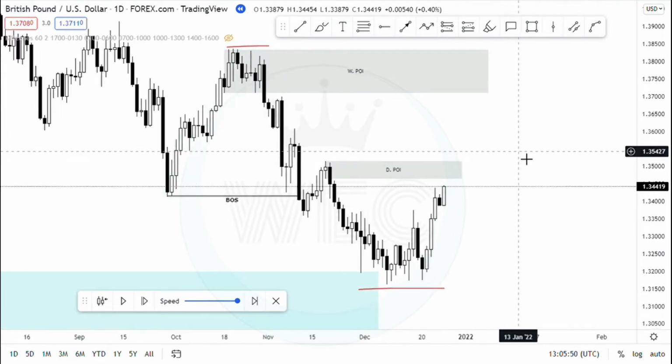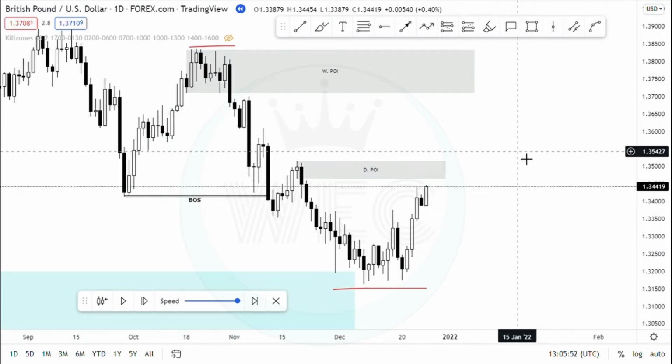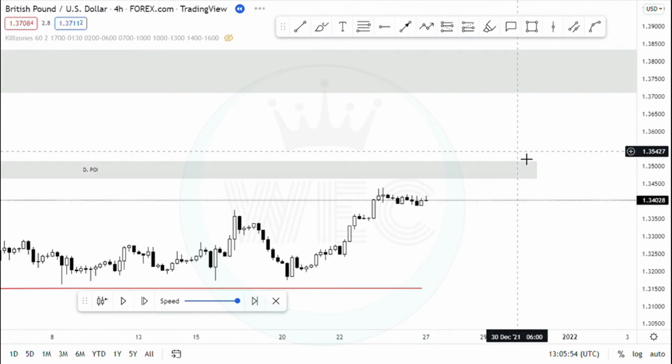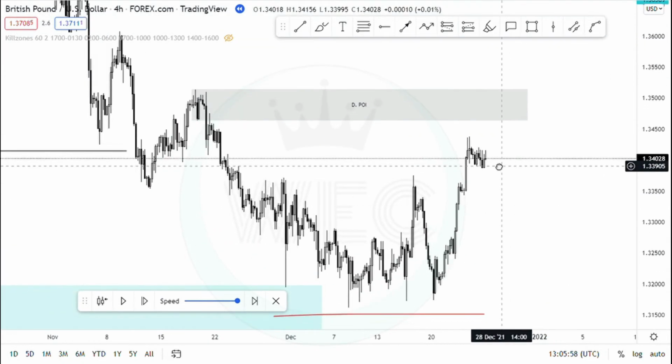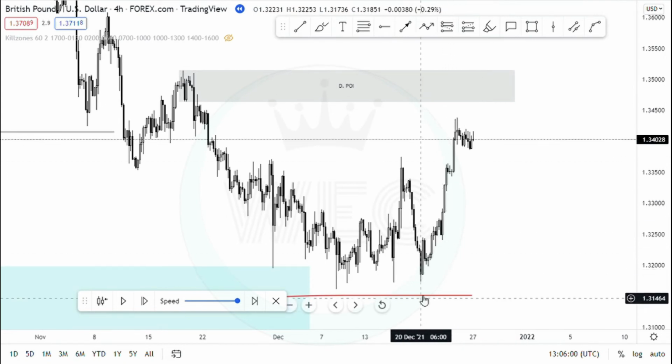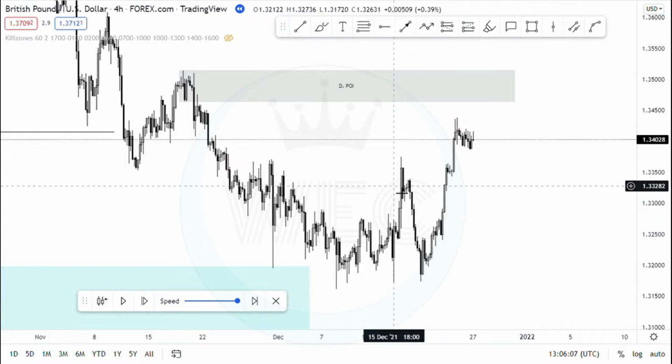So I stepped into my 4-hour time frame to see what price is doing. If you guys have realized one thing, I always work within the recent swings on each time frame. That's what I mostly focus on to avoid being cluttered on the chart, so I don't get confused on the chart.